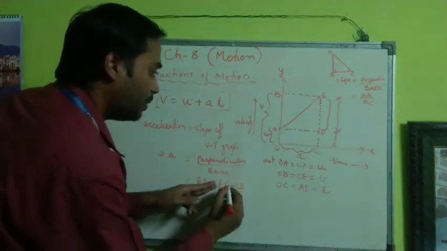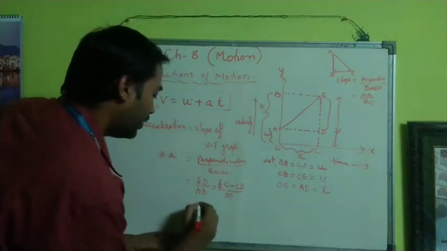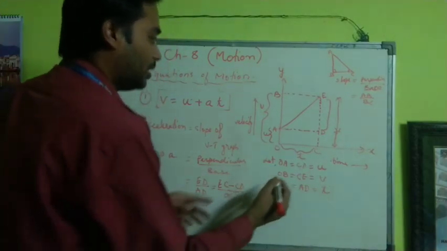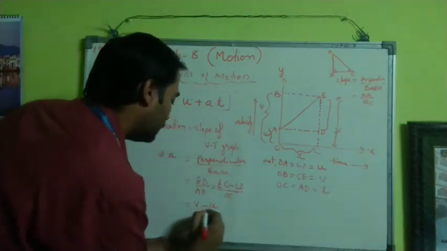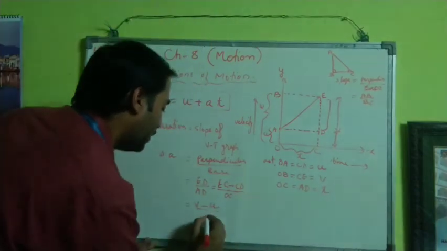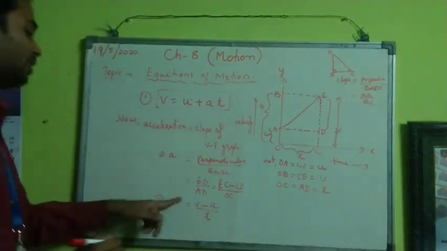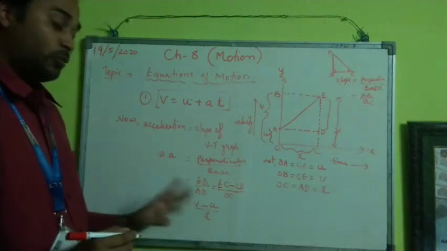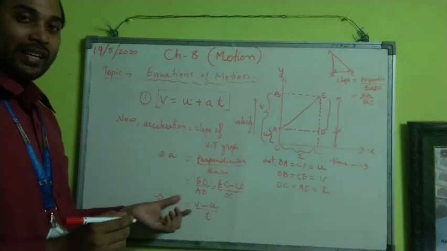Therefore, EC, if you see here, EC or C is the same thing, we can write V, and minus CD. Now CD will be equal to U. And OC is T. So here we got A equals V minus U by T, which we already know. This is the formula to find acceleration.